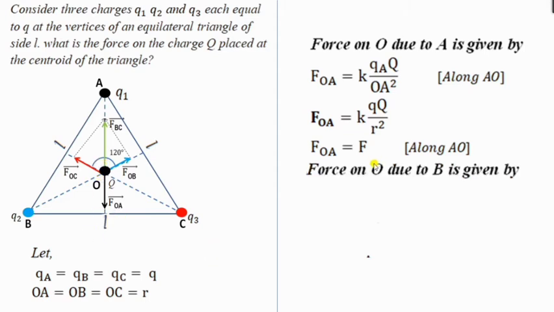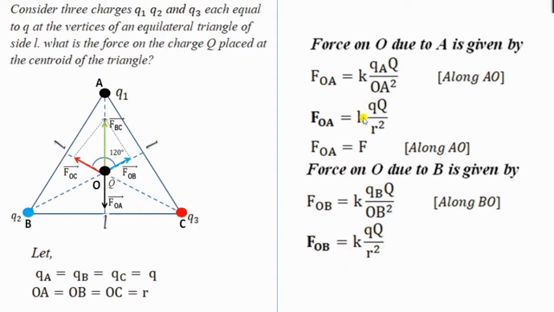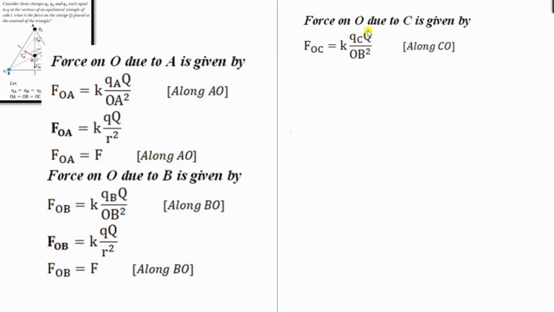Similarly, force on O due to B is given by this expression. Now if you put the values, you will get the same as this. See, KQQ by R square, out here also KQQ by R square. So this is equal to F. So out here FOB is also equal to F, and this is along BO. So this is going in this direction. And similarly, force on O due to C is given by this expression, and if you put the values, you will get the same value because all the charges and distances are similar for all 3 cases. So this is also F.